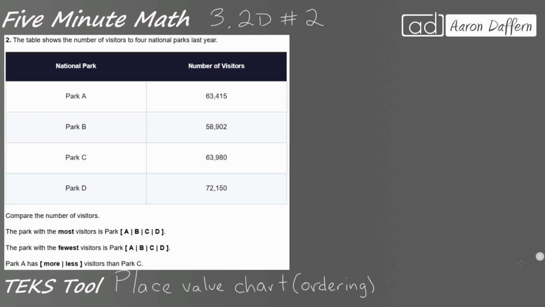So we have a table. We've got four different national parks with four separate numbers of visitors each year. Looks like they each go to the 10,000th place. And you notice that we've got some statements we need to complete. If this were the STAR test, these would be drop downs. You would hit the button and you would get possible answer choices with A, B, C, and D, and then you'd have to compare.